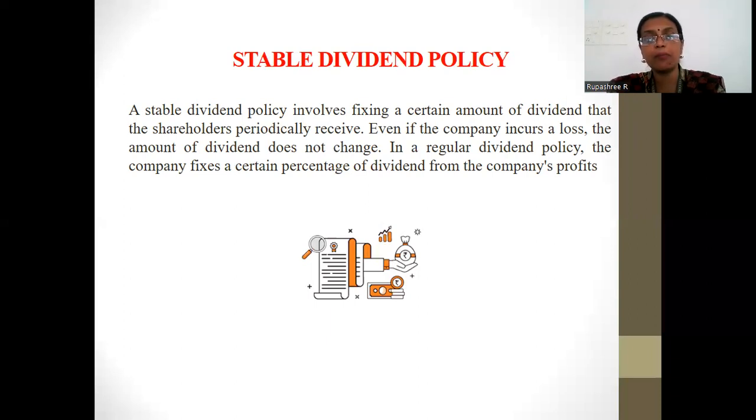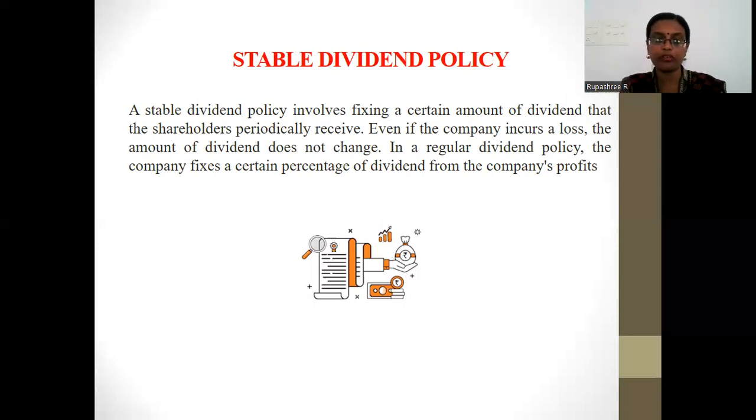So even if the company incurs a loss, the amount of dividend does not change. The amount of dividend remains fixed, as in the example that I've told you. That is, even if the profit is 1 crore or 1000 crores or whatever is the profit, the company pays rupees 10 as dividend per share. Or if the company has got a profit of only, let's say 50,000, or the company has a loss, even then the company pays a dividend of rupees 10 to its shareholders. So such kind of policy is called a stable dividend policy. And remember that such a dividend policy can be followed only by blue chip companies which have a good reputation and goodwill in the market.